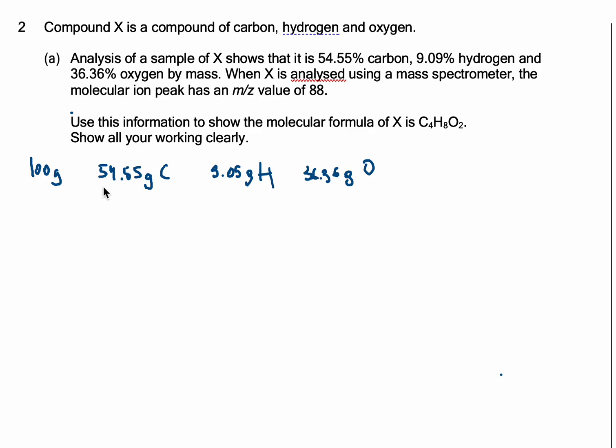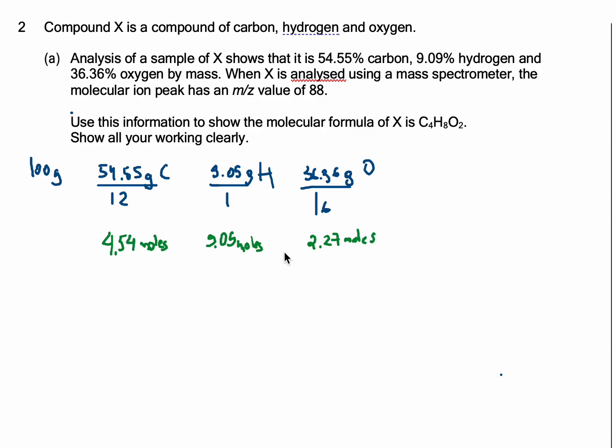So as we have grams, we can easily identify moles. We need to divide by atomic mass 12, 1, and 16. If we divide by 12, for carbon we have 4.54 moles, for hydrogen 9.09 moles, and for oxygen we will have 2.27 moles. The ratio of moles also shows the ratio of atoms in the molecule.